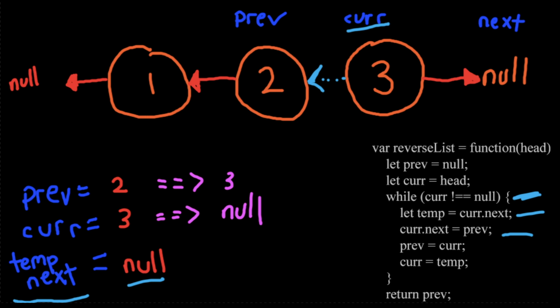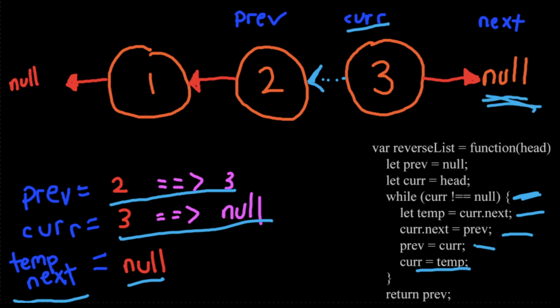And then we shift. Previous becomes current. So right here, 2 is going to point to the 3. And current is going to the temp next. Current is 3, temp next is null. And you'll see that current becomes null at the next run of the while loop, so it'll exit it. Meanwhile, because everything's shifted to the right, you'll be able to return previous, and that'll be the end of the algorithm.